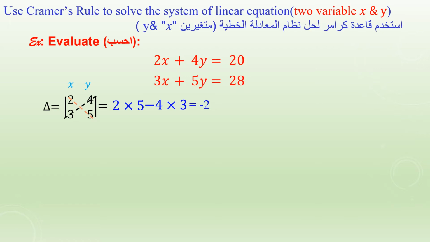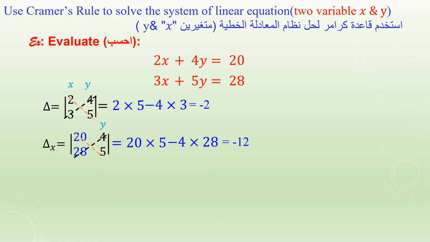The second step, I find delta x. I replace the x coefficients with the constant values: 20 and 28, and keep the y coefficients 4 and 5. This is a second order determinant. Using the first row, 20 multiplied by 5 minus 4 multiplied by 28 equals negative 12.